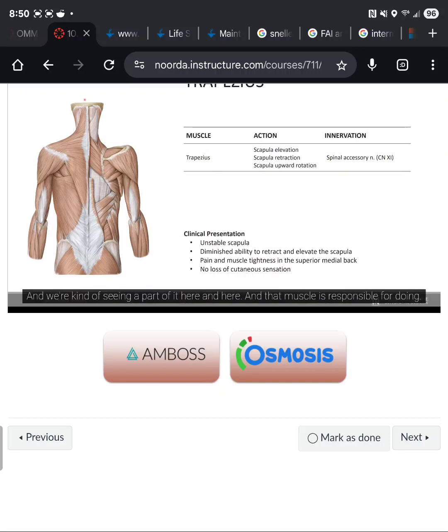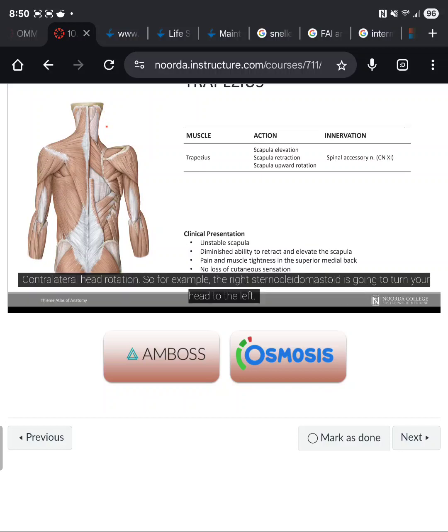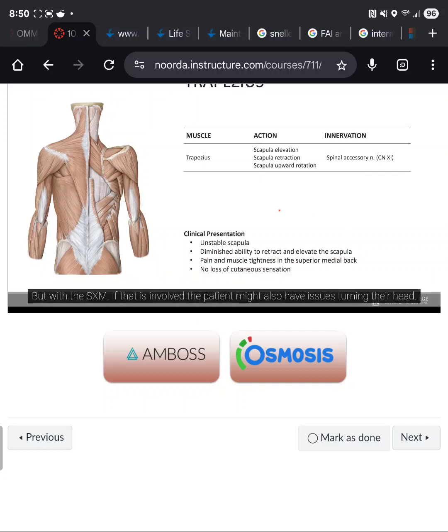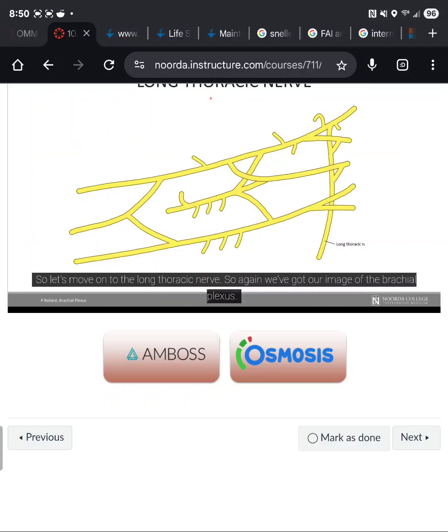And we're kind of seeing a part of it here and here, and that muscle is responsible for doing contralateral head rotation. So for example, the right sternocleidomastoid is going to turn your head to the left. So an injury to the spinal accessory nerve might present very similar to a dorsal scapular nerve injury, but with the SCM, if that is involved, the patient might also have issues turning their head if the spinal accessory nerve is injured. And that's it for the trapezius. So let's move on to the long thoracic nerve.